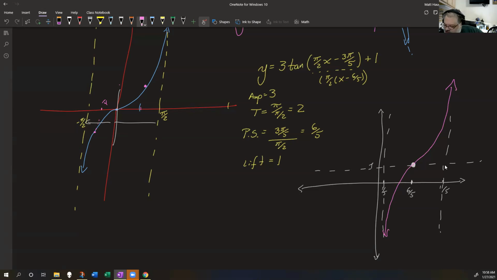And we could go from this 11/5 out 2 more to what, 21/5. Put another asymptote there. Go out from the 12/5 to 16/5. That's going to be our next center. And so on and so on. So it's a very similar process, just taking into account the differences for tangent.